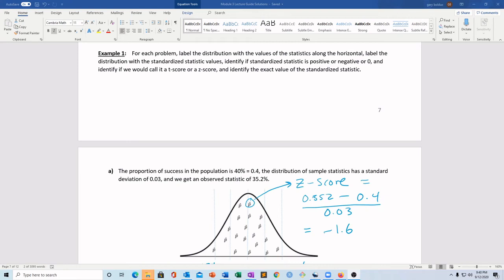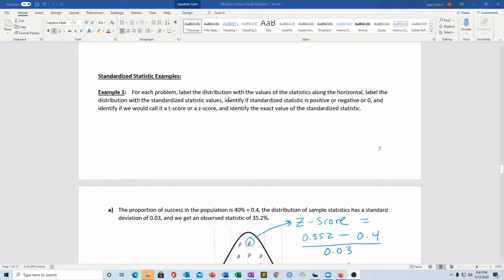Hi everyone, in this video we're going to be looking through example 1 under the standardized statistic examples. And so this has lots of parts to it, so we're going to talk through what's going on here. What the question asks us to do right here is label our distribution.